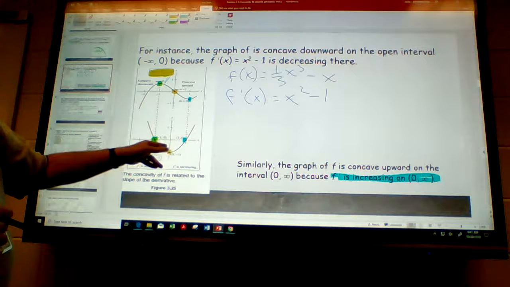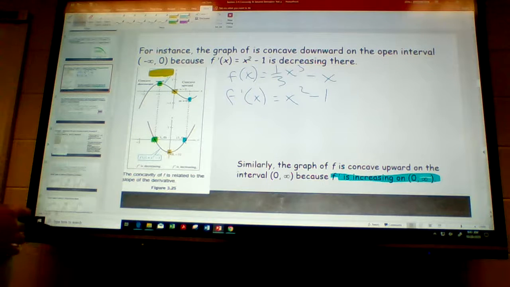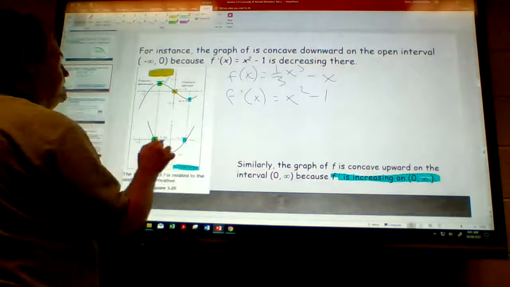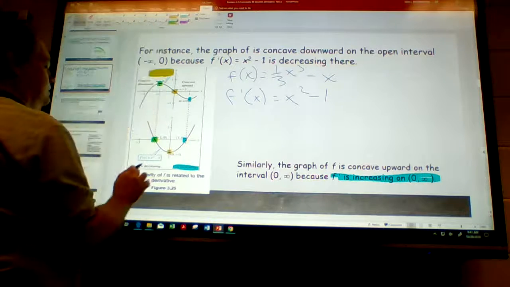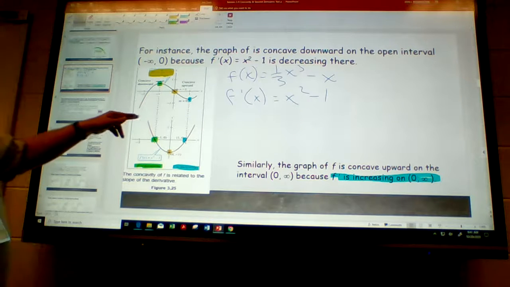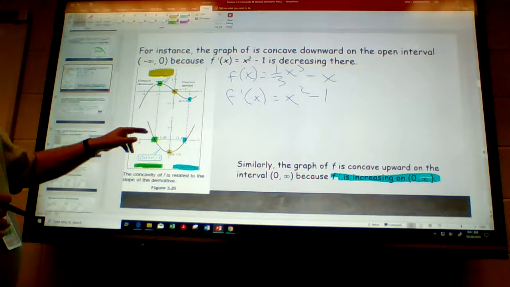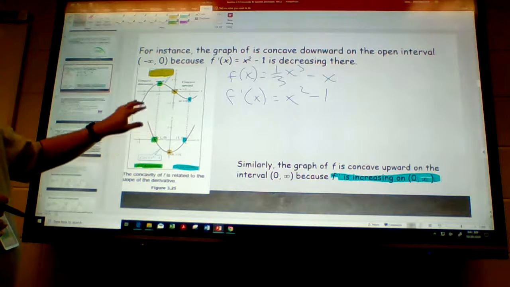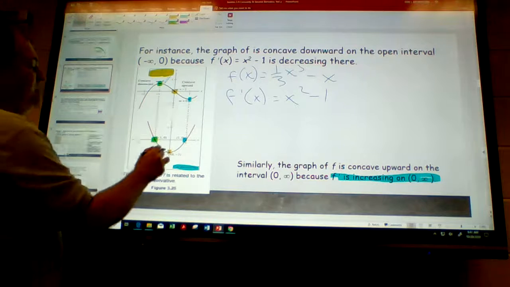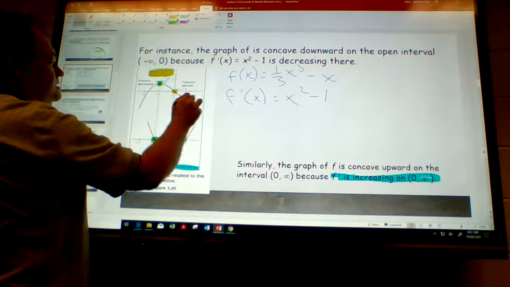So here we see that f prime is getting bigger. Down here we see f prime is decreasing. You can tell that right there. And f prime is decreasing because as f prime gets lower and lower, it's going to continue getting lower. That shows that it is concave downward. But right here is when the concavity changes, and right there it goes from concave down to concave up.